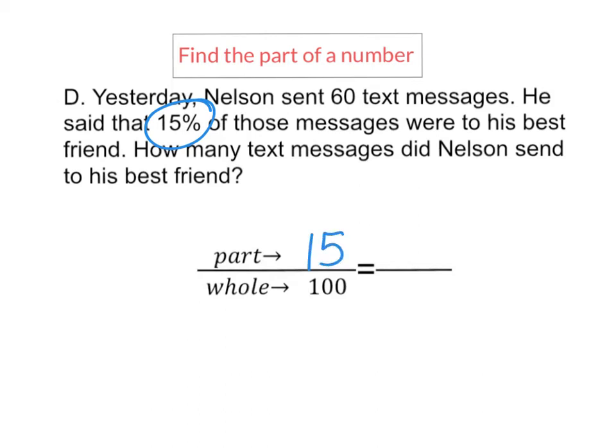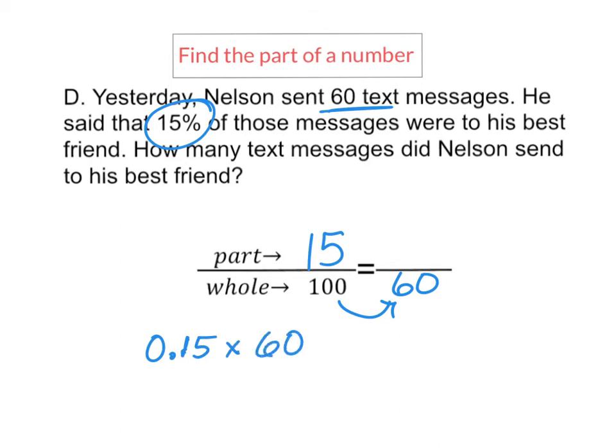And then he sent a total of 60 messages. And so I'm going to put that over here. But when we get to ones like this where we cannot see the easy mental math reasoning, I'm going to go back to that strategy where I'm going to take my percent, 15, change it to a decimal, and then I'm going to multiply it by 60.